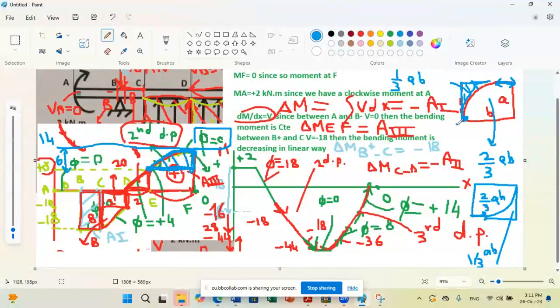So in this problem, the area of your parabola is 2/3 times 6 times 3. So the area is 12.